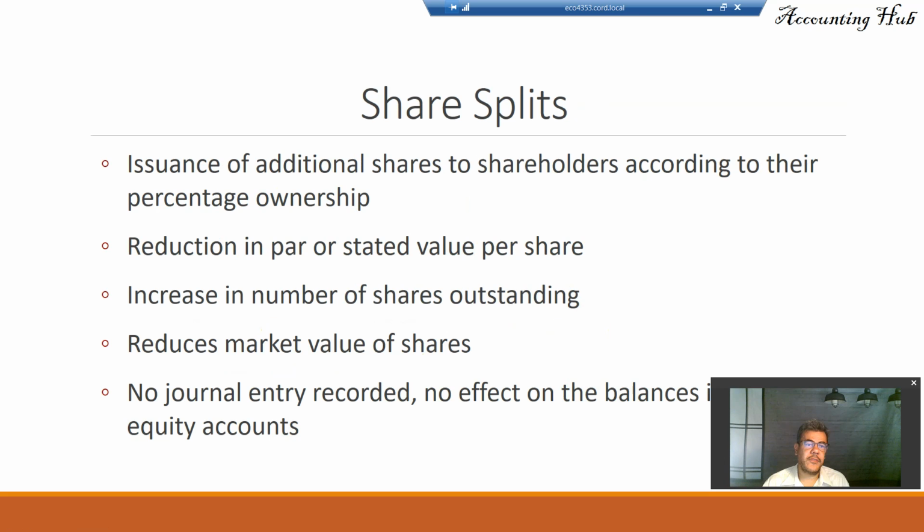And share split: issue of additional shares to shareholders according to their percentage ownership. Reduction in par or stated value per share. Increasing the number of shares reduces market value. No journal entry is recorded. So, for instance, Alphabet decides to split their shares in two. What changes is the market value: instead of $1,000 it will be $500. If I am the owner of 10 shares, I will be the owner of 20 shares, but nothing changes.